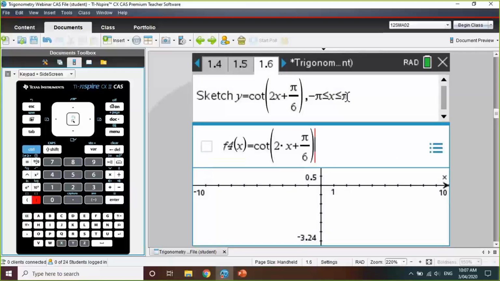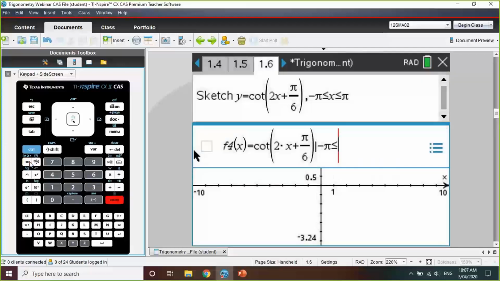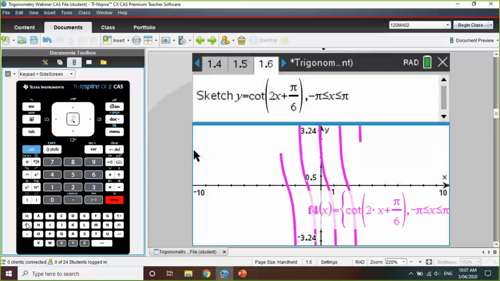Now we've got a domain restriction where x is between negative pi and pi. So to put in our domain restriction, we need to put in a vertical line, the "such that" symbol. So to get that, Control equals brings up this new little submenu, and there's our vertical line there. Right. And then we can go ahead and type in our domain restriction as is, where x is between negative pi and pi. All right, there we go.